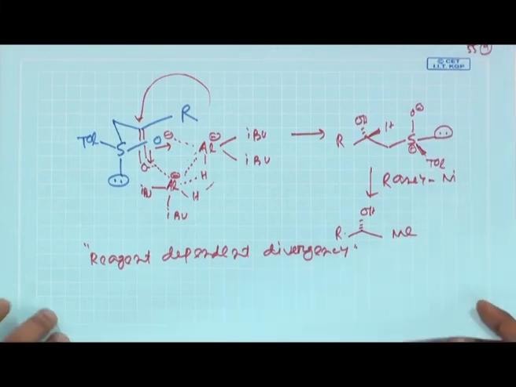We will try to continue this divergency concept for a few more examples, or we will give you some assignments which you can solve on your own, and then we will try to have a clear concept of how this divergency helps you to create two enantiomeric products of the same compound starting from the same starting material.